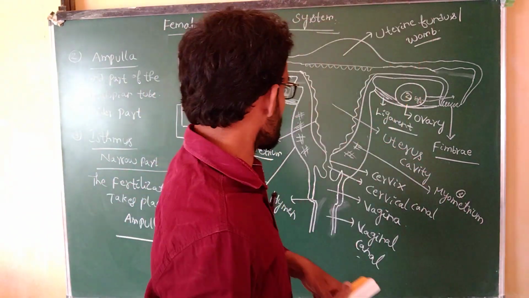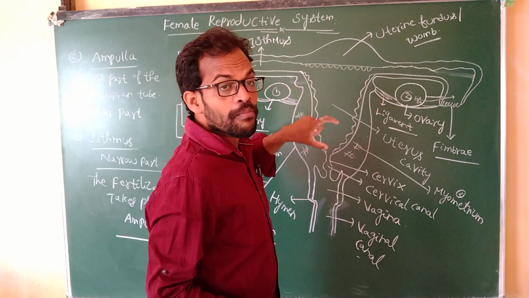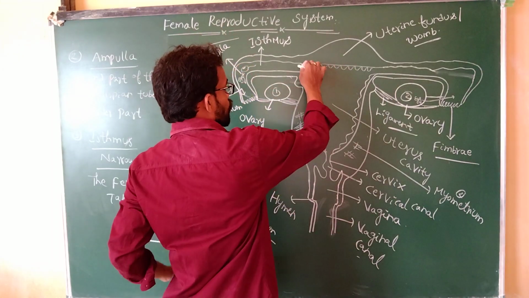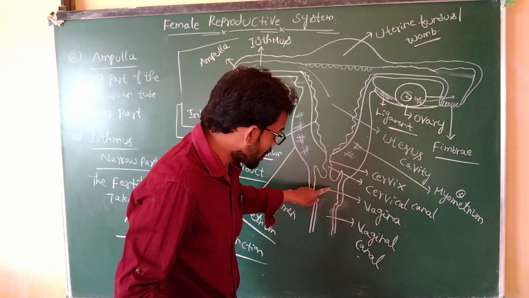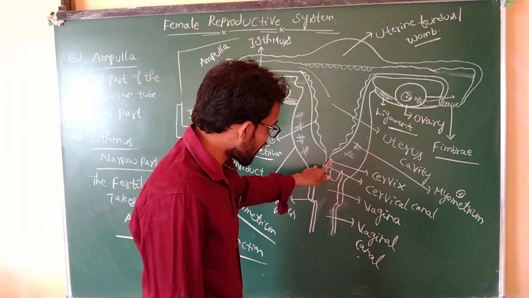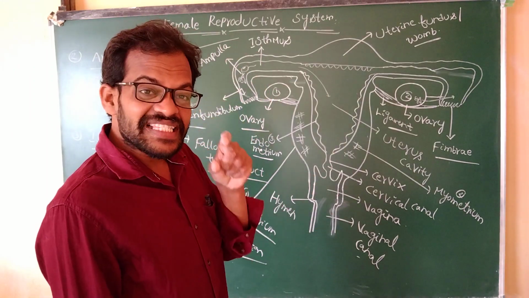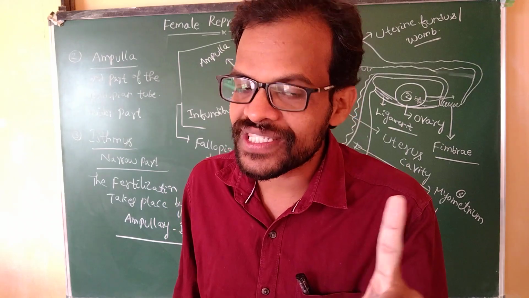The isthmus opens into the uterus or womb. The uterus opens into the uterine cavity. The uterine cavity opens into the vagina through the cervix. The cervix cavity is known as the cervical canal.